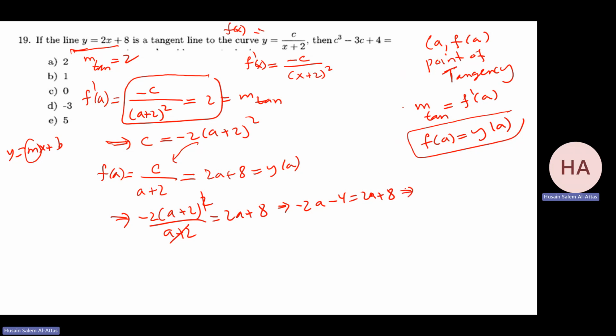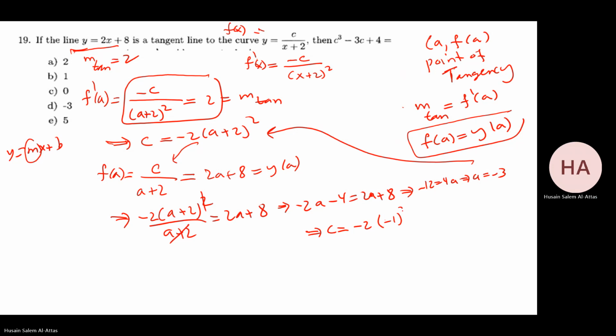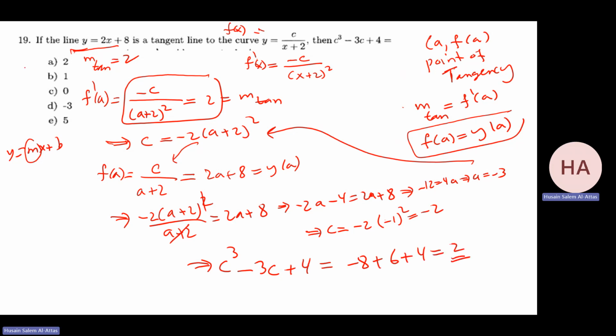This means minus 12 equals 4a, so a is equal to minus 3. Since a equals minus 3, plug it there. Then c equals minus 2 times minus 3 plus 2, minus 1 squared, so c is minus 2. Then this strange number c cubed minus 3c plus 4: minus 8 plus 6 plus 4, which is 2. That is the answer.